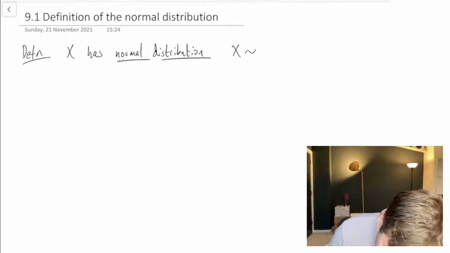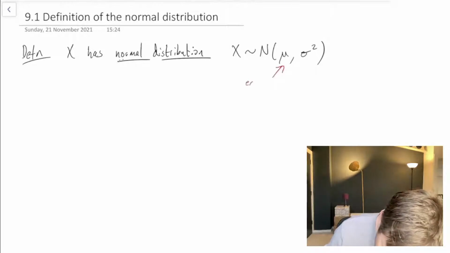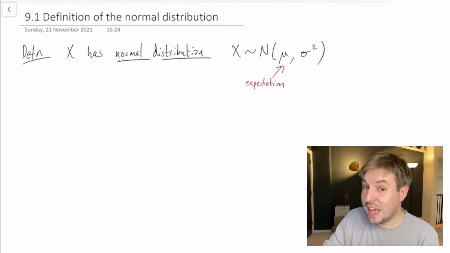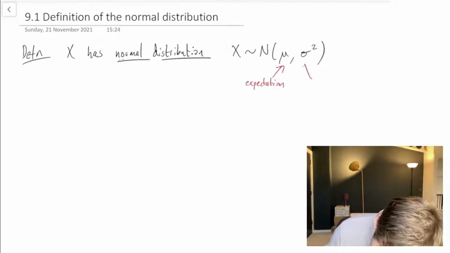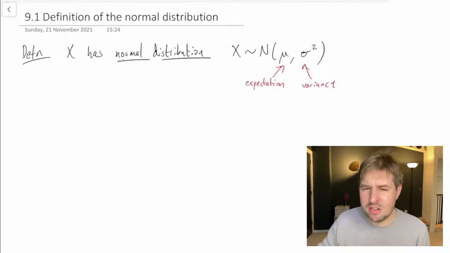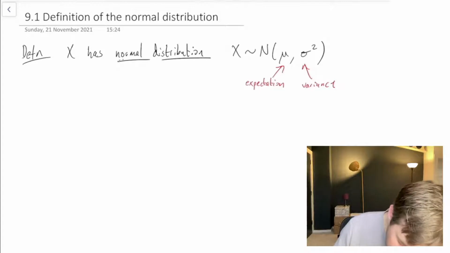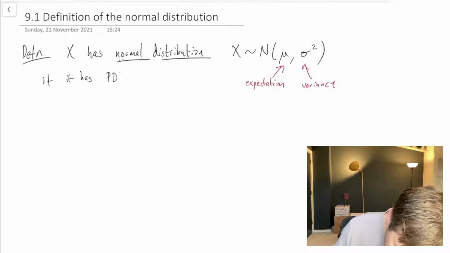This we write x twiddles N(mu, sigma squared). So we've got two parameters here, mu and sigma squared. Mu is called the expectation, for reasons you might be able to guess that are coming up later. And sigma squared is called the variance, for reasons that you might guess are coming up later. The expectation is sometimes called the mean here as well, although I personally don't really like that. And the PDF is this thing, if it has a PDF, probability density function.